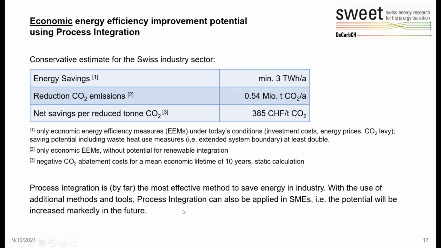In other words, it's going to be a profit. And as we can see here, what we conclude is process integration is by far the most effective method to save energy in industry. With the use of additional tools and methods, process integration can be applied in small and medium-sized enterprises given this value of 3 terawatt hours per year, and therefore the potential will be increased markedly in the future.